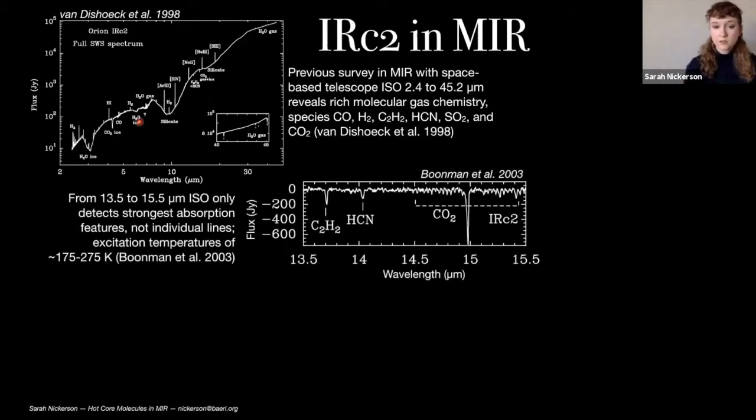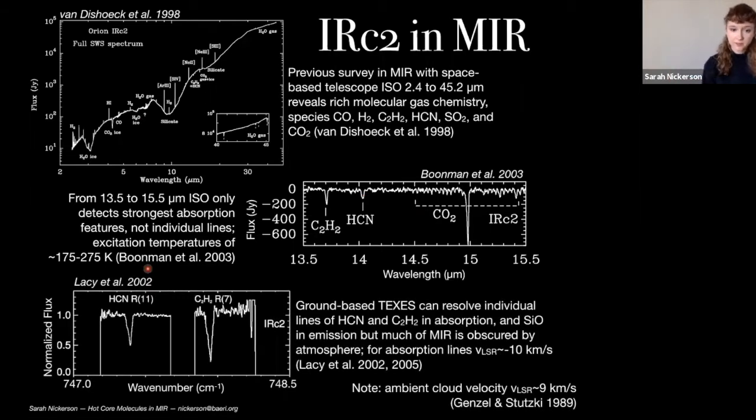Also studying this was Boonman et al. in 2003. They could see the strongest transitions for acetylene, HCN, and CO2. There they could estimate excitation temperatures of about 175 to 275 Kelvin for IRC2. But again, they're not looking at individual transitions, but at a bunch of lines from the strongest transition.